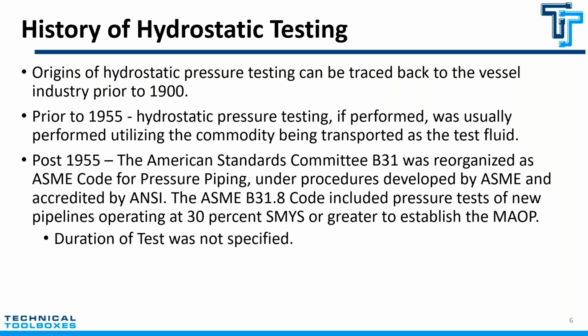Then post 1955, the ASME as an org reorganized, and ASME essentially developed the B31.8 code for pressure testing for all pipes that are operating above 30% SMYS. So that's how the evolution happened. But one thing that was still missing was the duration of the test was not specified even after 1955.